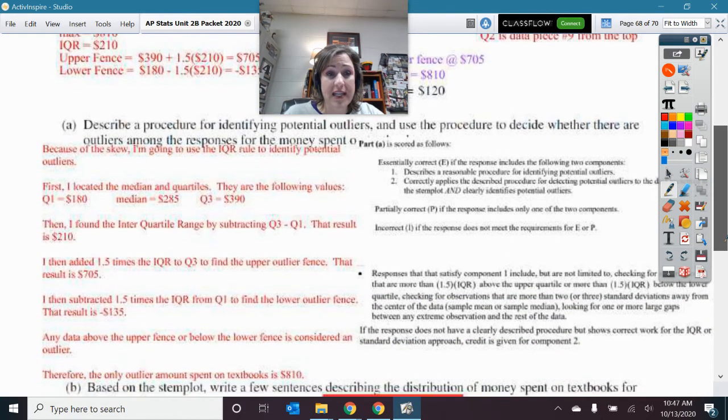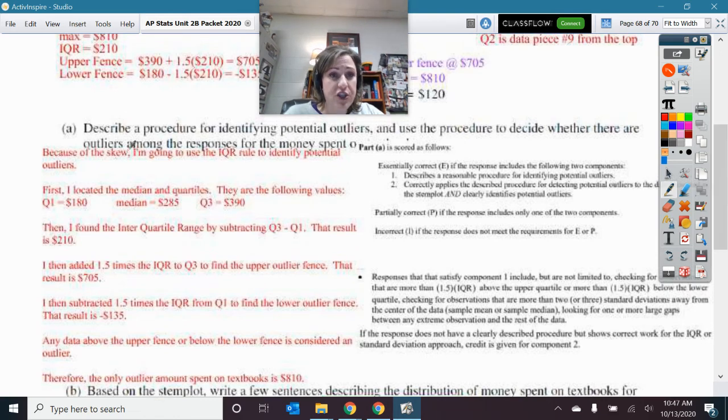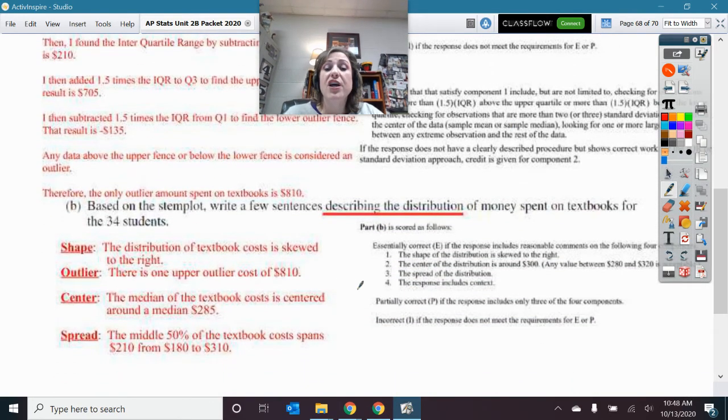Describe the procedure for identifying potential outliers. Because of the skew, I'm going to use the IQR rule. First, I got the median and the quartiles, and they are these numbers. Then I found the IQR by doing Q3 minus Q1. Then I did 1.5 times the IQR, and I added it to Q3, and I subtracted it from Q1. Then any data above the upper fence is an upper outlier, and any data below the lower fence is an outlier. Therefore, 810 is the outlier. Describe the distribution: that's the shape and the outlier, the center and spread, and make sure you're including context and specific numbers in there.